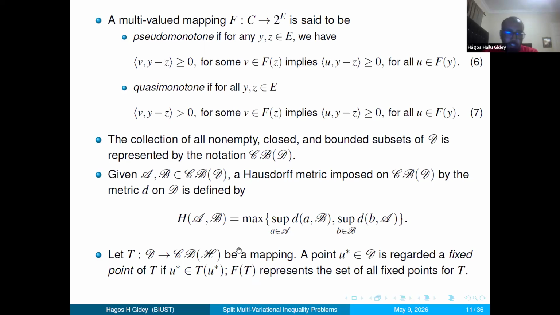We all know the definition of a fixed point. In the case of multi-valued, we say that u star is a fixed point if u star is an element of T of u star. In the case of single-valued, u star must equal T of u star. But here, since T is multi-valued, we need u star to be an element of T of u star.